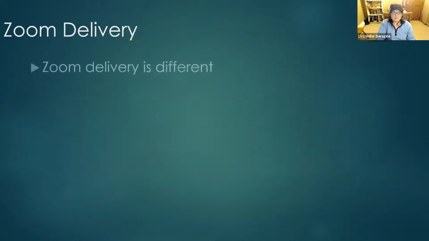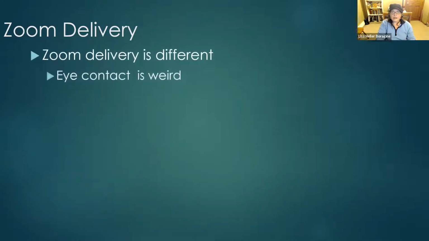The first thing I'm going to do is say that we have to acknowledge the constraints of Zoom. Eye contact is weird. What I mean by that is I'm going to now take a look at one of the people in the Zoom room right now, and it's going to look like I'm not looking at them because the camera is right here. So when you're delivering over Zoom, it's important that you look at the camera every once in a while so that people feel that you are listening to them.